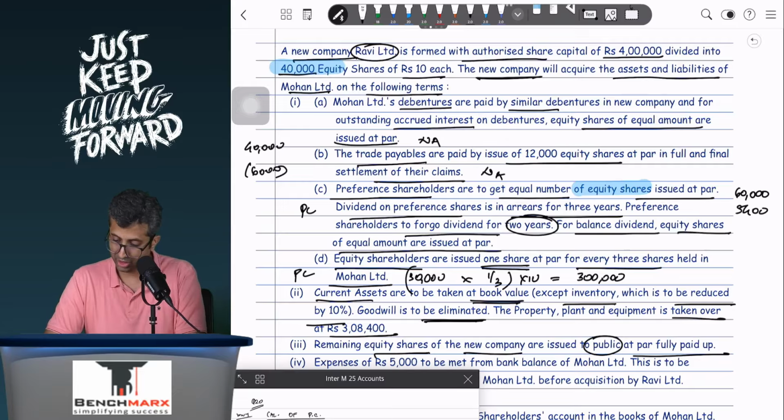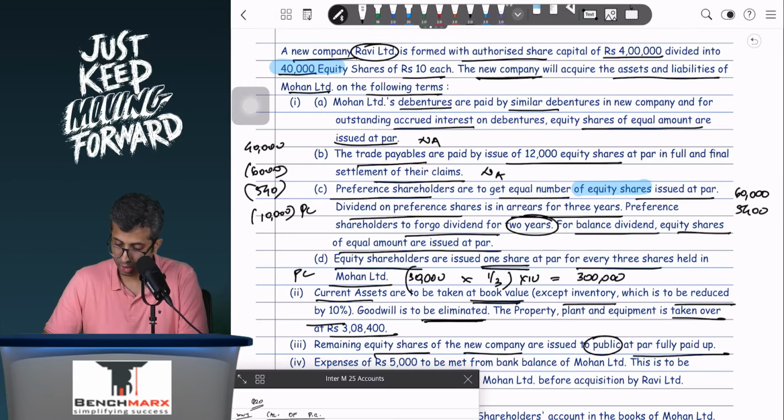Dividend on preference shares in arrears, we will give equity shares worth 5,400. So I think 540 equity shares of rupees 10 each. Equity shareholders will be issued another 30,000 shares. 30,000 के सामने 10,000 shares.